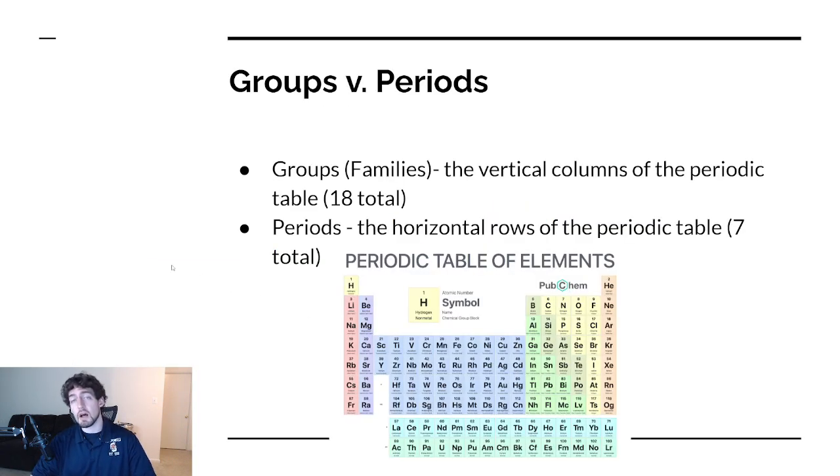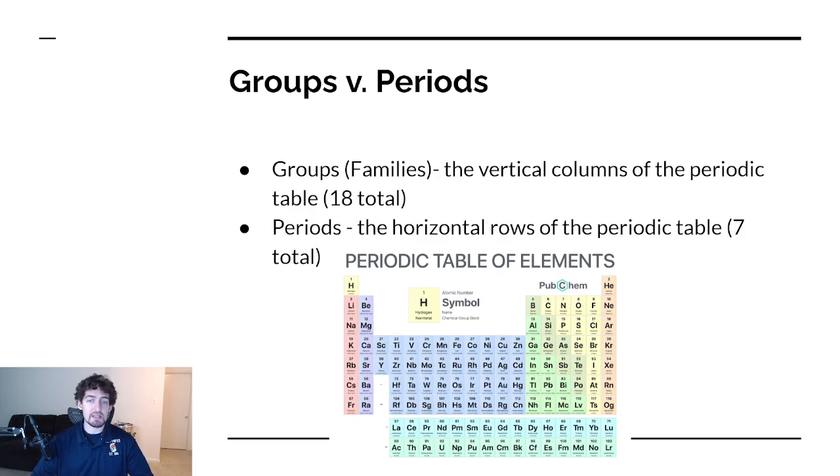Some other terms and definitions that we definitely need to go over are groups versus periods. Groups are also known as families, and these are the vertical up and down columns on the periodic table. There are a total of 18 groups on the periodic table. If we count all these columns, we would have 1 all the way up to 18 over here. Then we have the periods, the horizontal left to right rows of the periodic table, in which there are 7. Please take notice of the fact that there are only 7 rows of the periodic table.